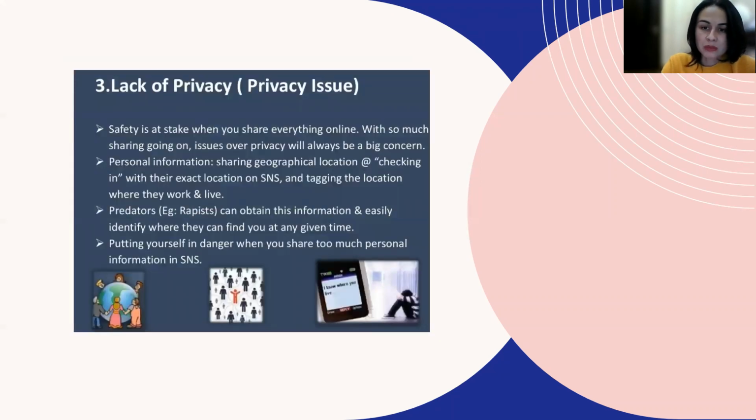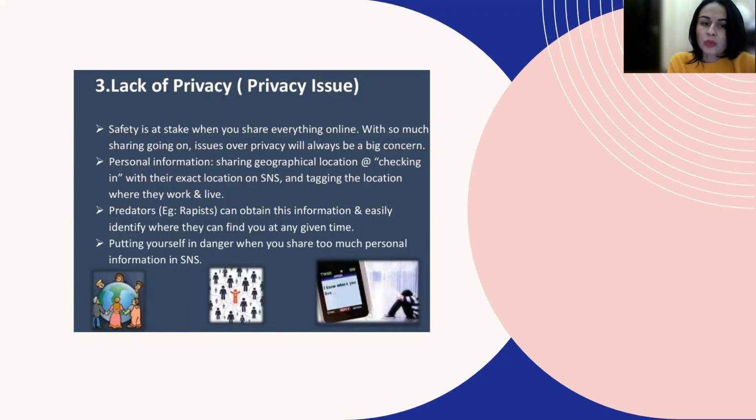Lack of privacy. One of the biggest issues with social networking is lack of privacy. Privacy is the greatest gift. Well, safety is at stake when you share everything online. With so much sharing going on, your privacy will always be a big concern.